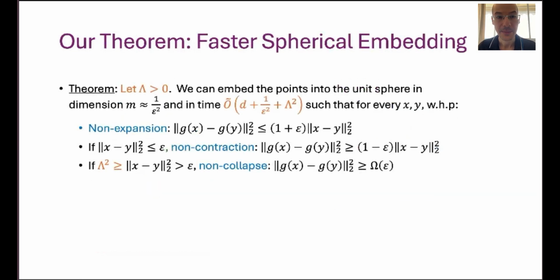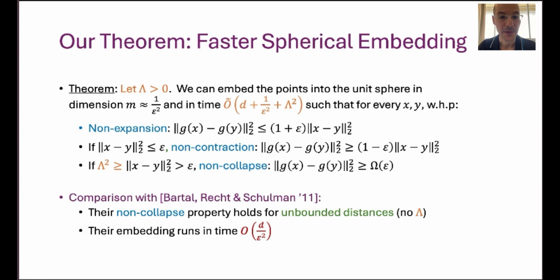So this is our fast spherical embedding theorem. Just to go over it quickly, the non-expansion and non-contraction properties from the first two bullets strongly preserve the small distances, and the non-collapse property from the third bullet weakly preserves the larger distances. And to compare it to the theorem of Bartal, Recht and Schulman, their non-collapse property holds in a larger regime because it doesn't have this delta parameter that we have. But their embedding time was d over epsilon squared, which is not helpful for KDE, while ours is.